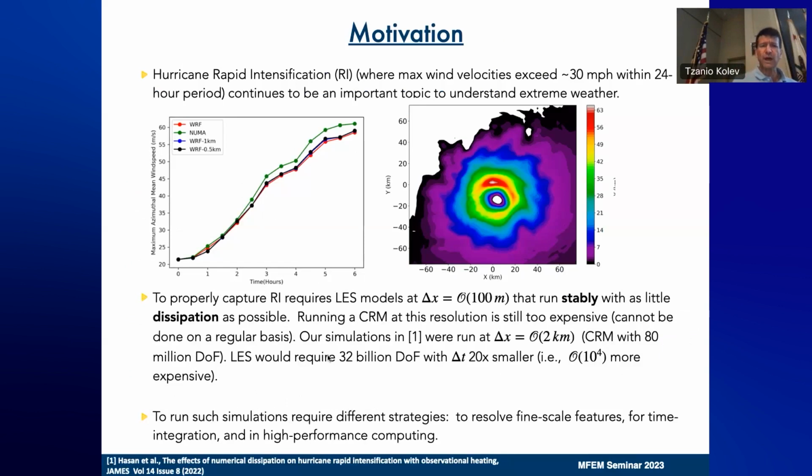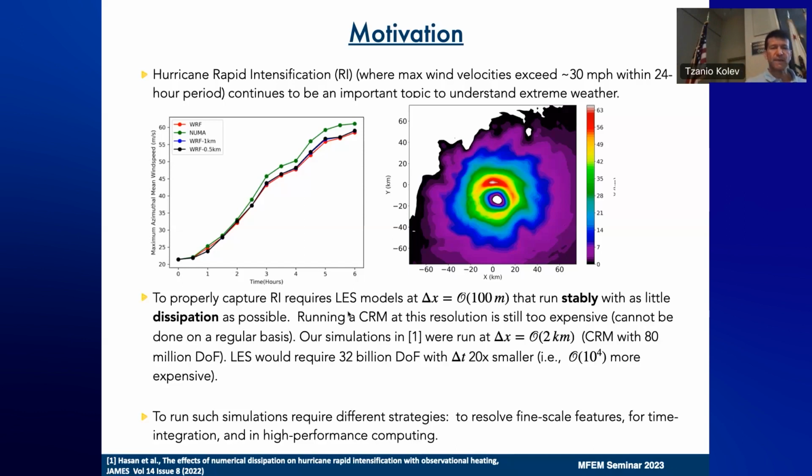And the reason why hurricane rapid intensification is such a hard problem is because to capture it properly requires large eddy simulation models on the order of 100-meter resolution. And we're talking about domains that are hundreds of kilometers in size, and the delta x has to be about 100 meters. And you want to make sure that those models run stably and with as little dissipation as possible.